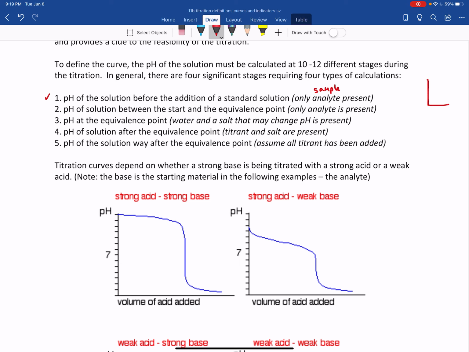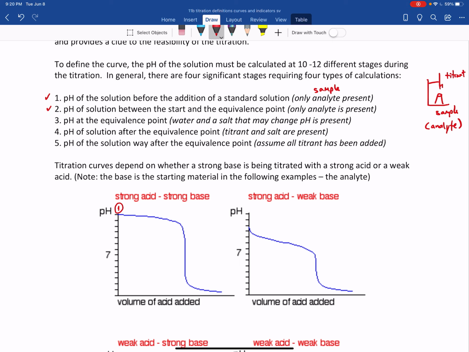So if we do a quick sketch of a titration setup on our ring stand with our Erlenmeyer flask and our burette, the titrant is what's in the burette at the top, and the sample is in the Erlenmeyer flask. Now you'll also see that called the analyte, because that's what's being analyzed. So at the beginning, we're only going to calculate the pH based on what's present in that sample. So that would be like on the curve below when no titrant is added.